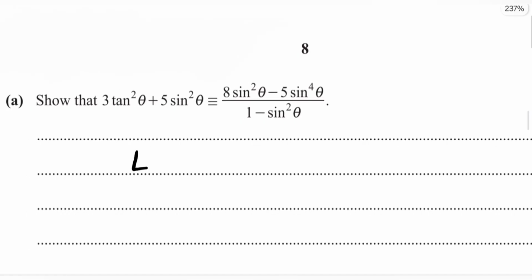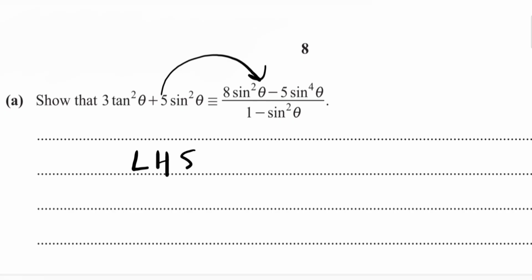And for number 7, it says show that 3 tan squared theta plus 5 sine squared theta is identical to 8 sine squared theta minus 5 sine to the power 4 theta over 1 minus sine squared theta. Alright, and to prove this, we are going to use the left hand side, because we can expand this to get that.